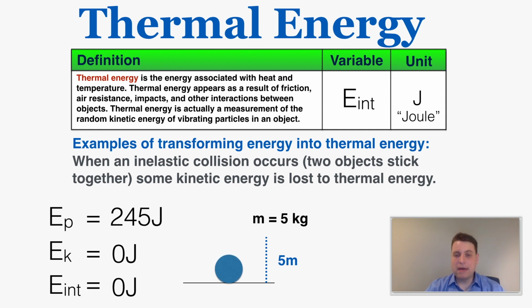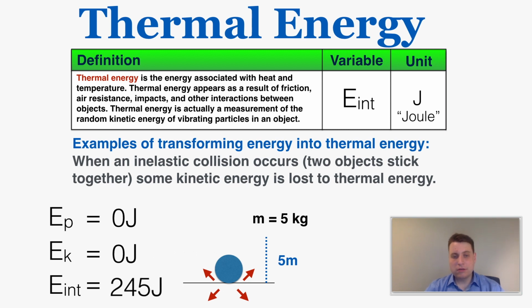So if you're given the mass and height of the ball, like if the ball is 5 kilograms and it's 5 meters above the ground, you can calculate that the gravitational potential of the ball is 245 joules. And right before it hits the ground, all of that potential energy has been changed into 245 joules of kinetic energy. And then when it hits the ground, all of that energy is dissipated as heat energy. So it loses 245 joules of energy to heat to the environment around it.